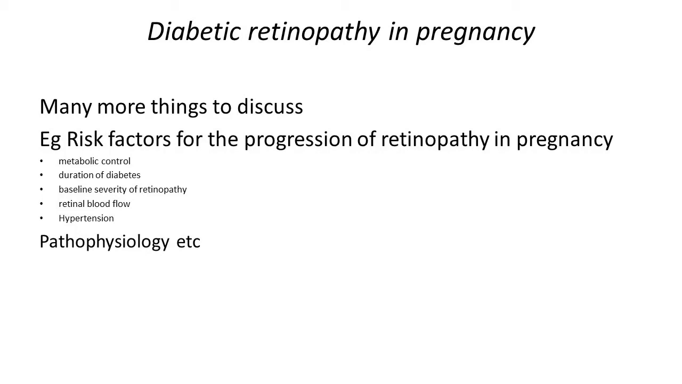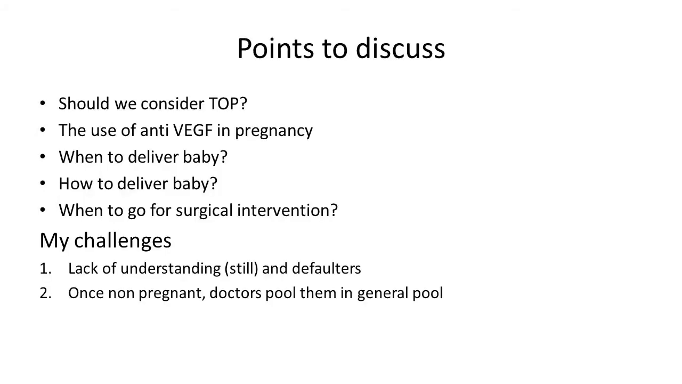But what I would like to raise as a point to ponder is that when a pregnant diabetic patient comes, should we consider termination of pregnancy? If you look in the literature, they will say that now we don't have to talk about TOP anymore. But in our setup, there are certain conditions whereby we still have to consider this, as you see in our visions. Okay, the use of anti-VEGF in pregnancy is also something that we need to discuss. When to deliver the baby, how to deliver the baby. If they are in that condition, they cannot deliver the normal way. And when to go for surgical intervention, that is for the eye.